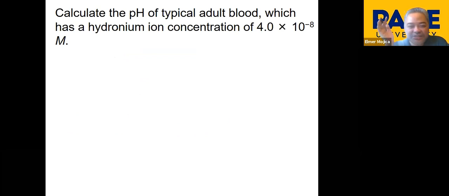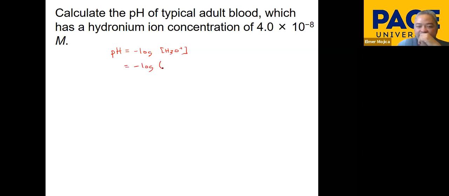Calculate the pH of a typical adult blood which has a hydronium ion concentration of 4.0 times 10 to the negative 8. So how do you do that? pH is equal to negative log H plus, or H3O plus. So it's just negative log. You substitute the given number and then go to your calculator and do the calculation. So that is equal to what? 7.40.